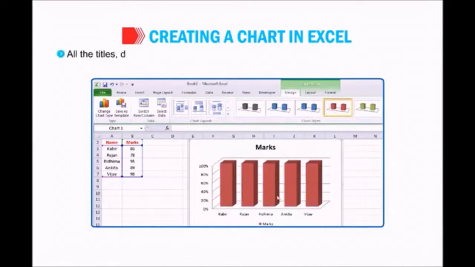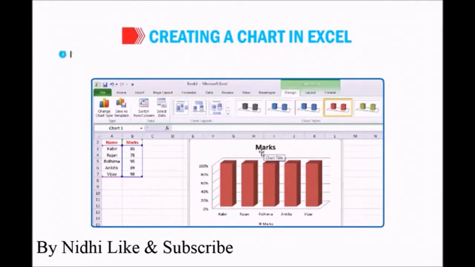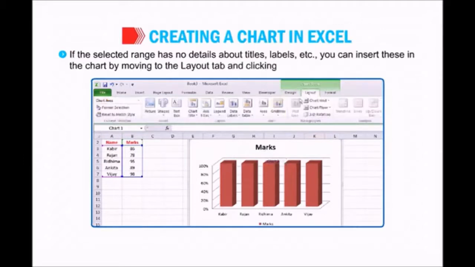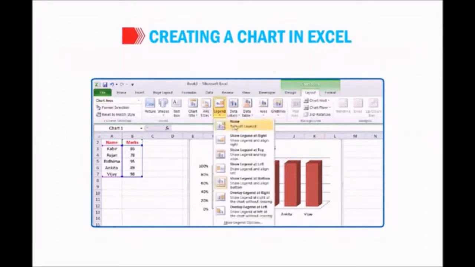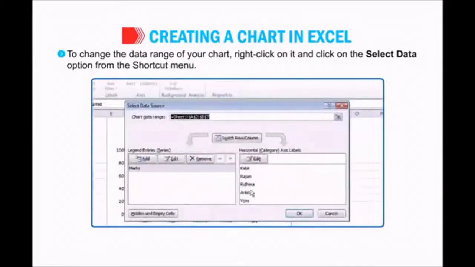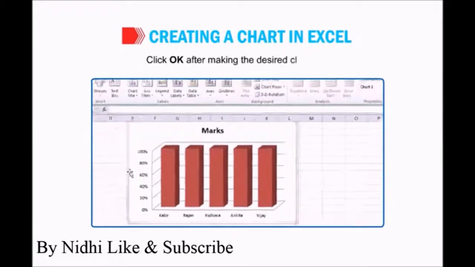All the titles, data labels, legend details mentioned in the selected data range will be displayed in the chart. If the selected range has no details about titles, labels, etc., you can insert these in the chart by moving to the Layout tab and clicking on the desired button. To change the data range of your chart, right-click on it and click on the Select Data option from the shortcut menu. The Select Data Source dialog box appears. Click OK after making the desired changes.